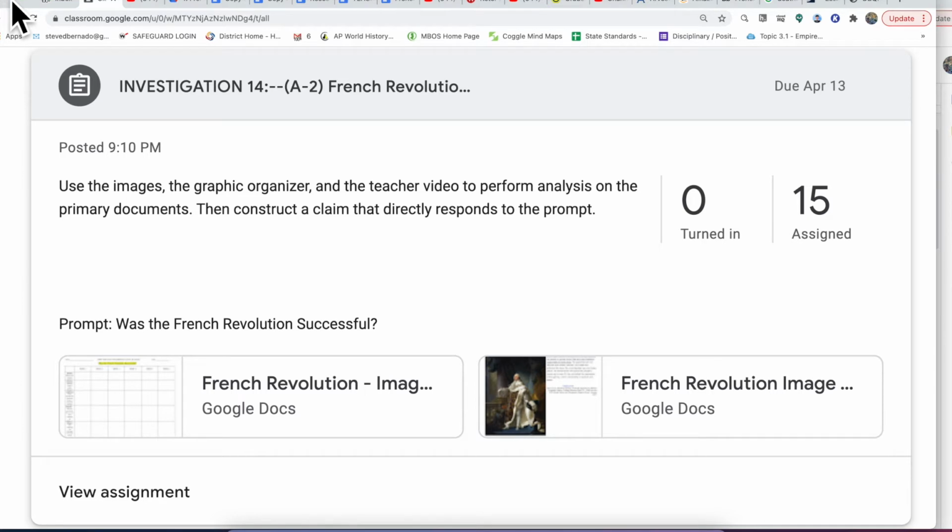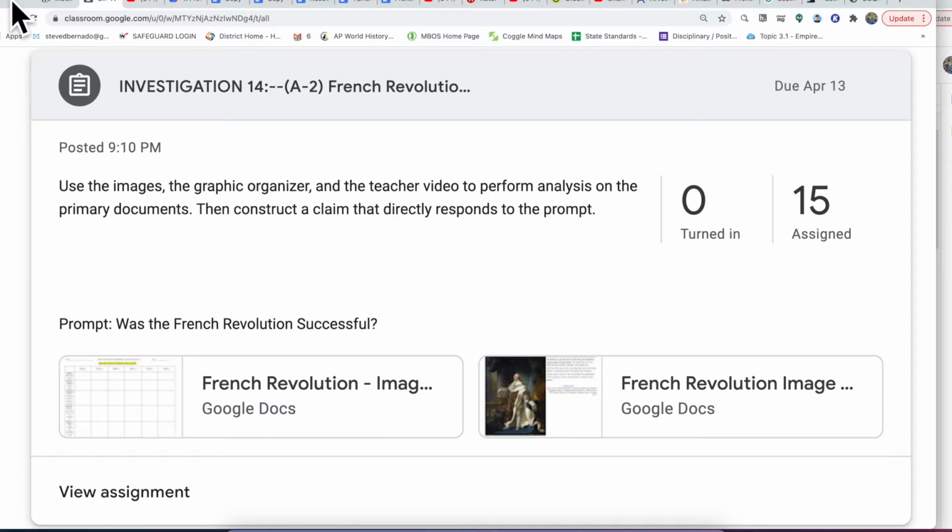Okay, people, welcome to Investigation 14, and this is 14A2, the French Revolution, Image Analysis, and Claim Construction. So after watching Investigation 14A1, which is the French Revolution video, we move on to this investigation, A2, which is the image analysis and claim construction.